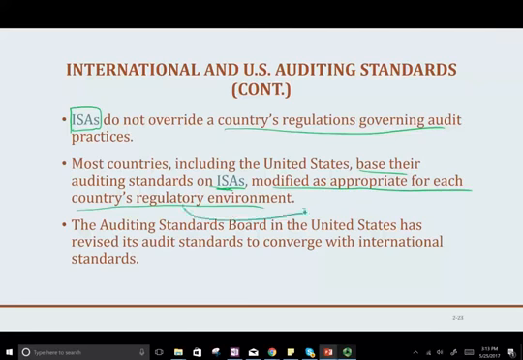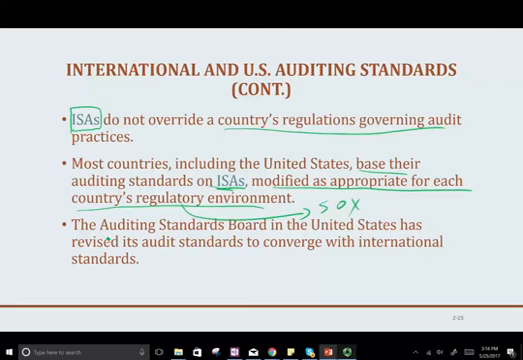For example, in the US, remember we talked about Sarbanes-Oxley, SOX. So it has certain legal and regulatory challenges that are unique to the United States. So obviously they're going to rely on the international standard of audit, but each country might have its own unique needs, just like in the US we have Sarbanes-Oxley.